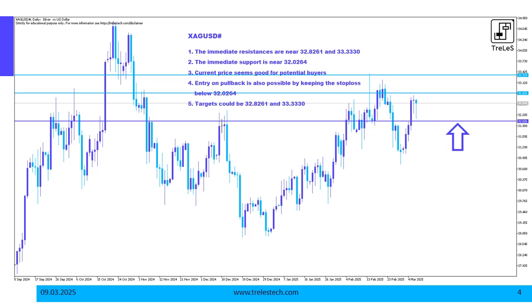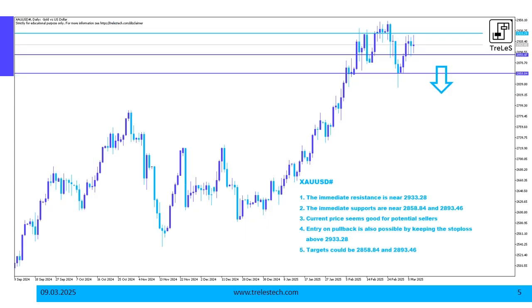A pullback entry is also an option with a stop loss placed below 32.0264. Our target is 32.8261 and 33.3330. The fourth chart presents XAUUSD.